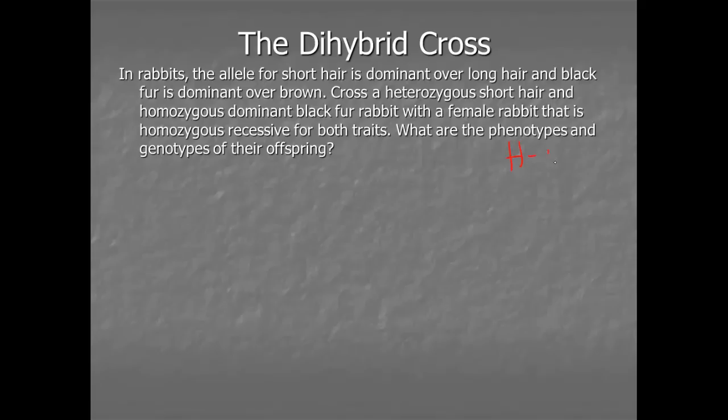So H for hair, short dominant, long recessive. Black fur is dominant over brown. B for fur, black fur dominant over brown fur. Then I look for my parents. Cross a heterozygous short hair.